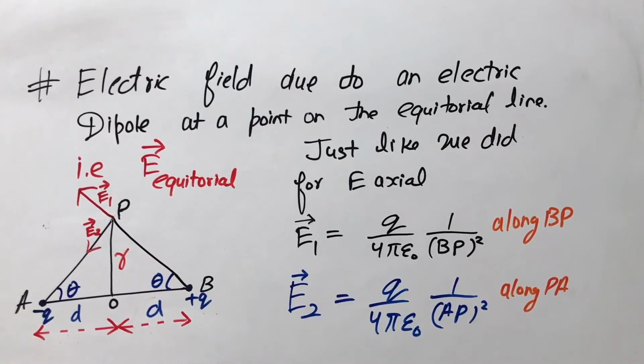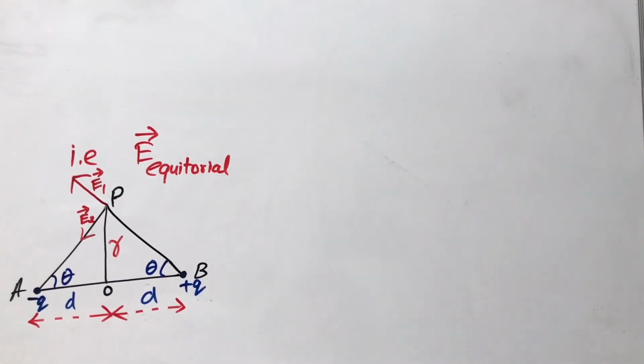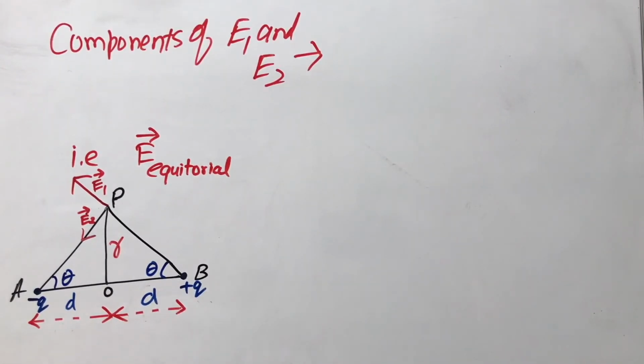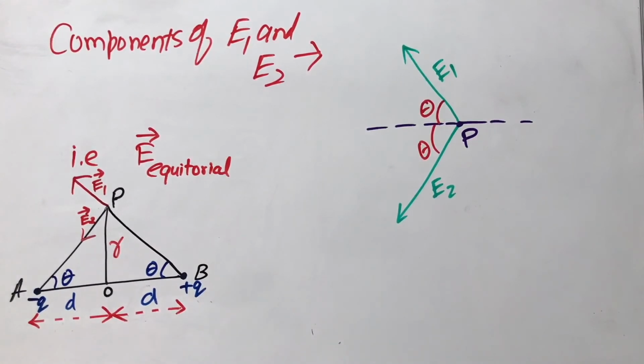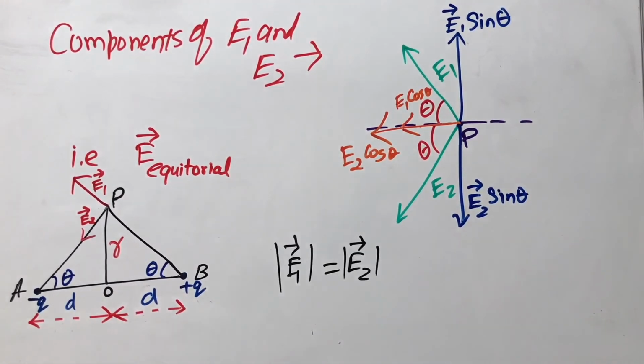And from the diagram we can see that AP is equal to BP, and equal to under root r square plus d square by Pythagoras theorem. Now, after evaluation, for the net electric field intensity, we'll have a vector sum of both E1 and E2. For the ease of our calculation, we will resolve E1 and E2 into horizontal and vertical components. The net vertical component will be 0 since mod of E1 is equal to mod of E2.